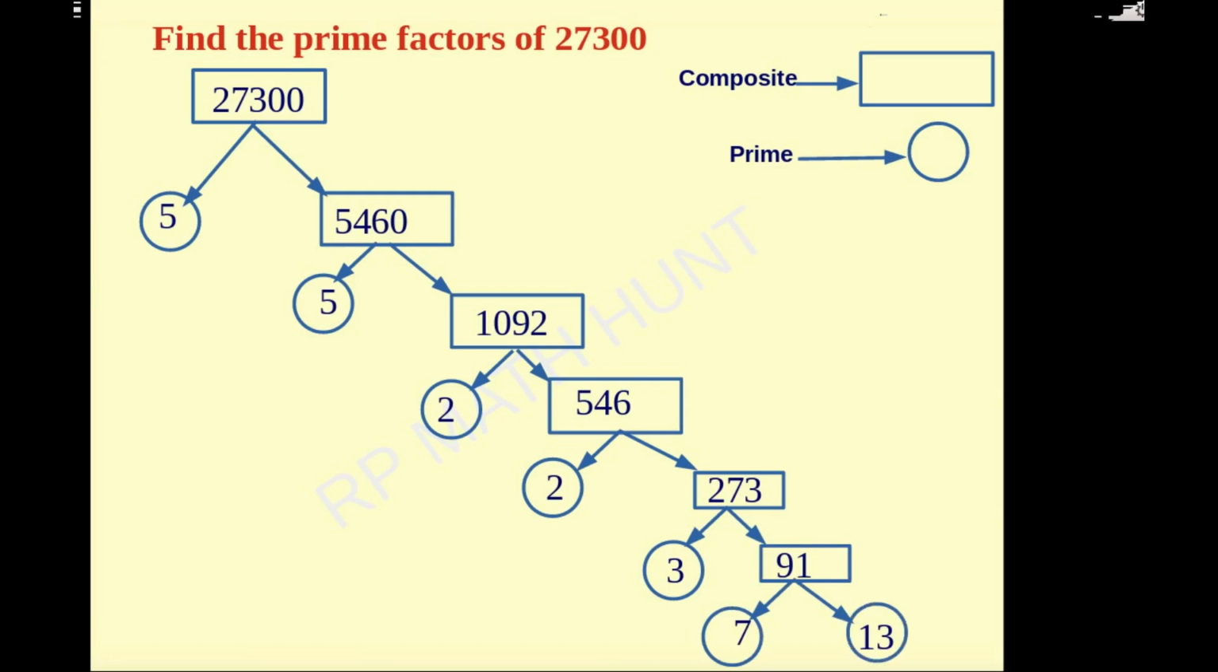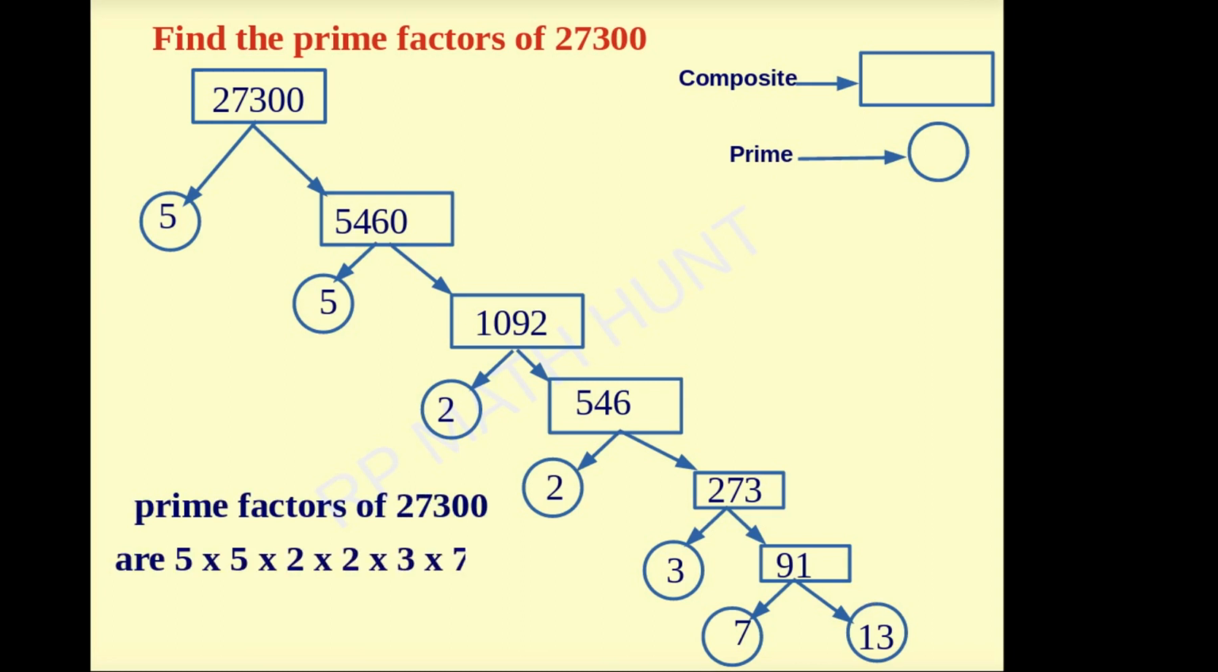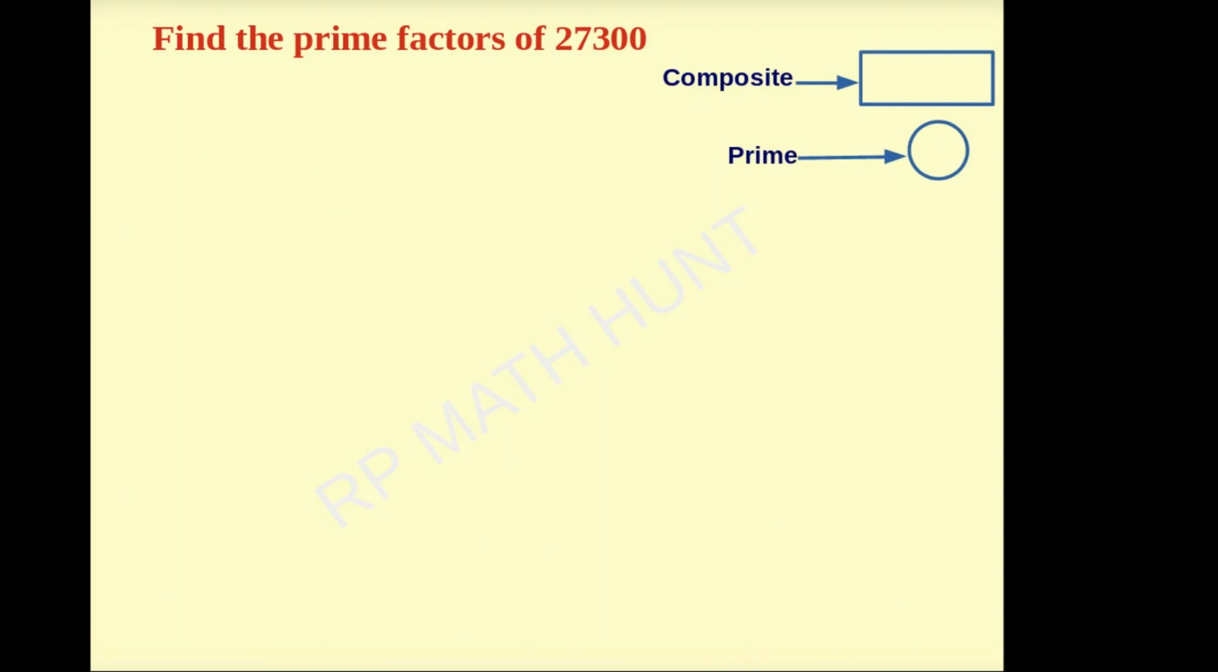Now, prime factors of 27,300 are 5 into 5 into 2 into 2 into 3 into 7 into 13. That is again, in ascending order, 2 square into 3 into 5 square into 7 into 13. Now I am taking another way also.